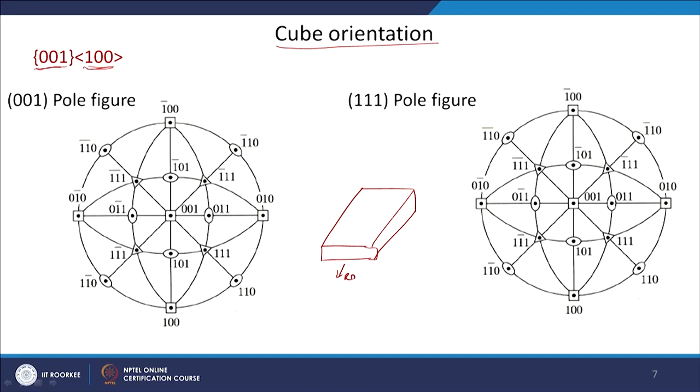So this is my rolling direction, this is my transverse direction, this is my normal direction, and on this my cube is there. So this is the 001, this is 100, and this is 010. So this is parallel to ND, this is parallel to RD. So this is the orientation, and this is how it will look on a 001 pole figure, it will be similar to this. So I am just putting my sample geometry here, RD, TD, and ND. And for me, all other poles will go now. So, as I just showed you, all these poles will not be visible for me.